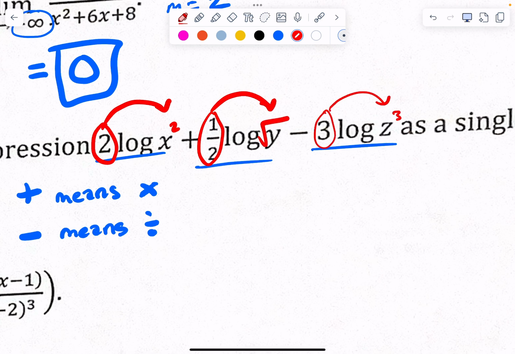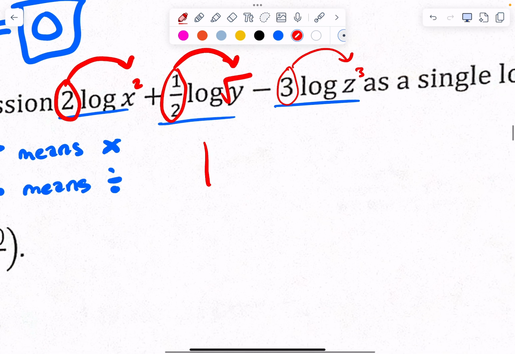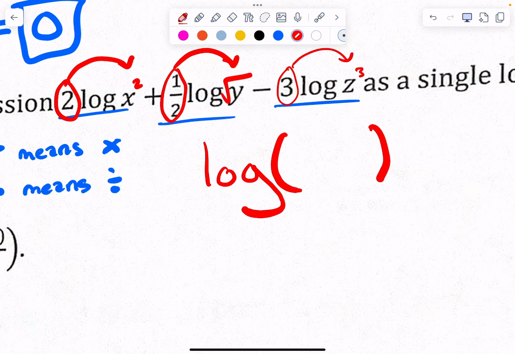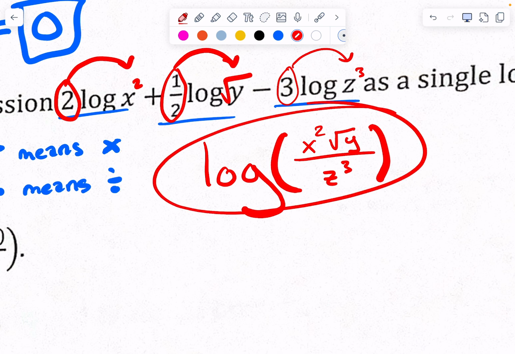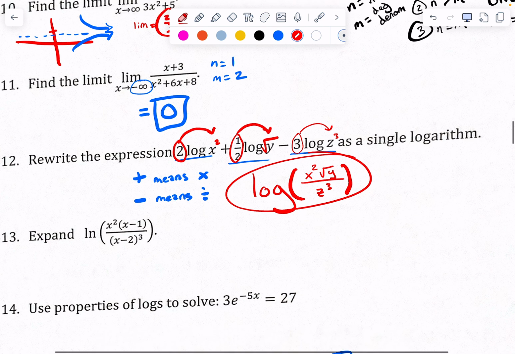Plus means, okay, so we have one log. That's all getting shoved together under one log. Plus means multiply, minus means divide. What's this look like? x squared, square root of y, over z cubed. Am I done? Yeah. Express it as a single log, it's all together.